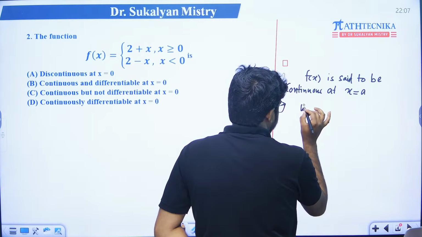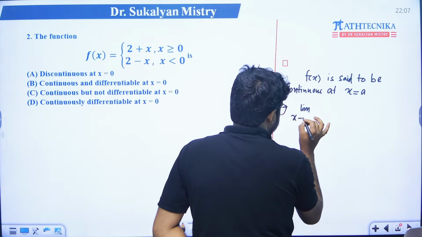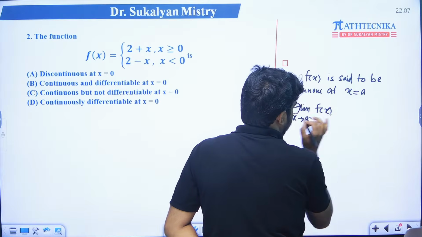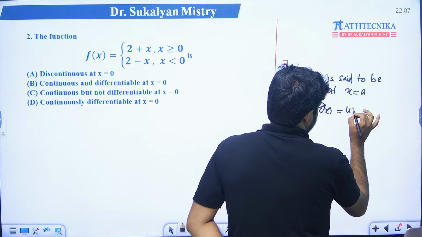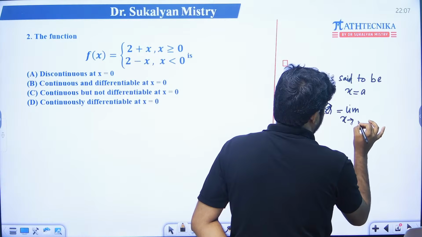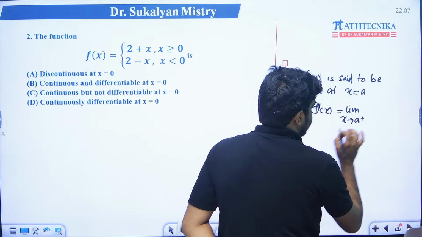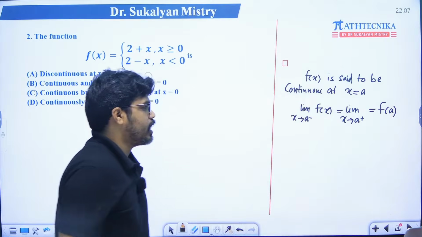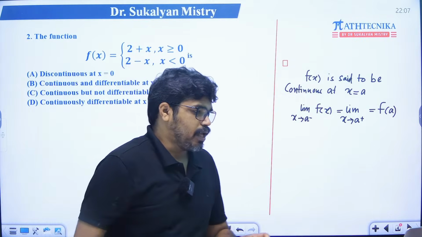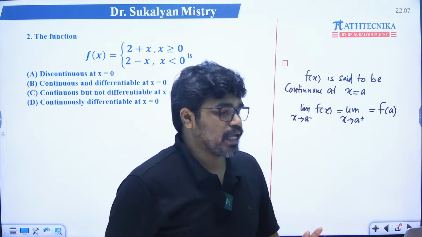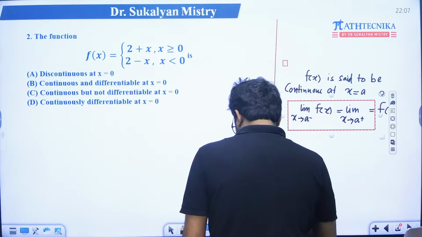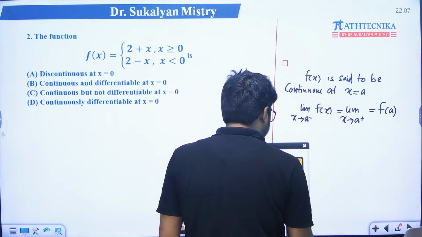If limit x tending to a minus, that is called left hand derivative. Limit x tending to a plus, that is called right hand derivative. So this is equal to f(a). If this condition is satisfied, then we say that the function f(x) is continuous at the point x equal to a. So just note this definition. This is the definition of continuity.